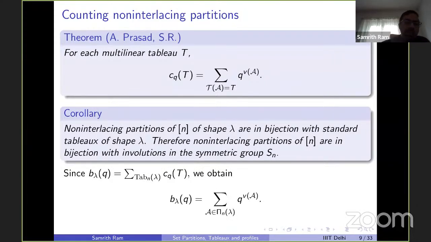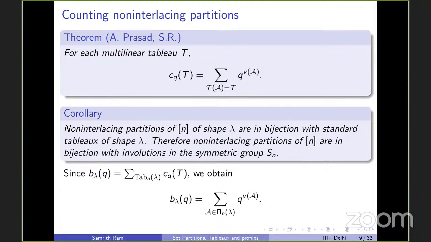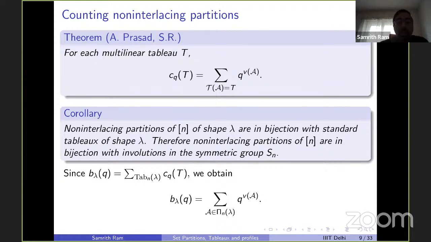All right, and now if we sum the CQT over all set partitions, if we sum Q to the VA, then we obtain this B lambda. Simply because, when you say they are in bijection, you just mean that the numbers are the same? Yeah, exactly. The numbers are exactly the same. Not that there is a natural bijection between them. You're not suggesting that. Okay, so there is also a natural bijection which one can give.